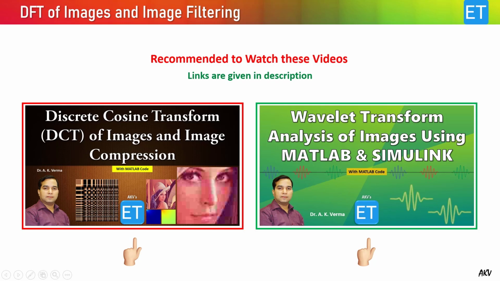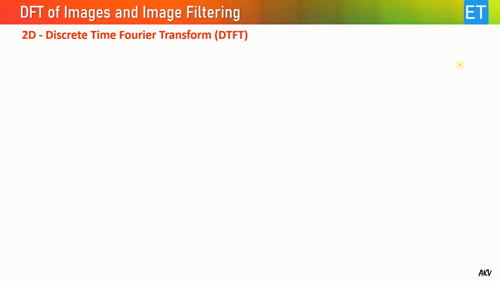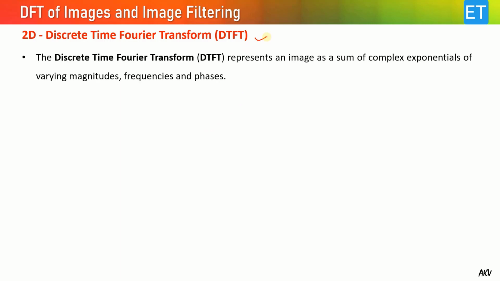So now let us come to the current topic, the discrete Fourier transform. But before going to the DFT, I am giving the background of the DTFT, the discrete time Fourier transform. The discrete time Fourier transform represents an image as a sum of complex exponentials of varying magnitudes, frequencies and phases. It is the natural form of the Fourier transform. So it comes first. The DFT is just an extension or modification of the DTFT.